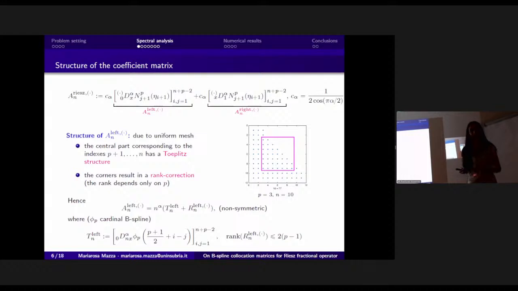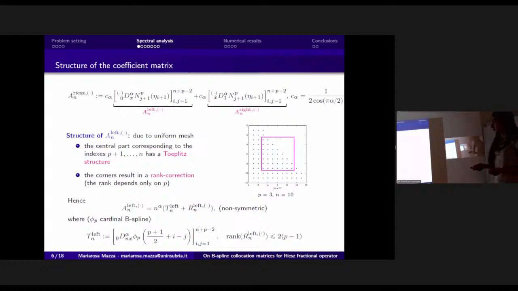Okay, now let's try to uncover the structure behind this matrix. We'd like to know if there is a structure in order to then exploit this information to know more about the spectrum. Let's fix first the attention on the left matrix. Well, I said that the internal B-splines are all a copy of our same function, the cardinal B-spline, and that the grid points are equispaced in the internal part of the interval. This means that we expect for the central part of the matrix to have a tablet structure, something that was already introduced this morning by John Pearson.